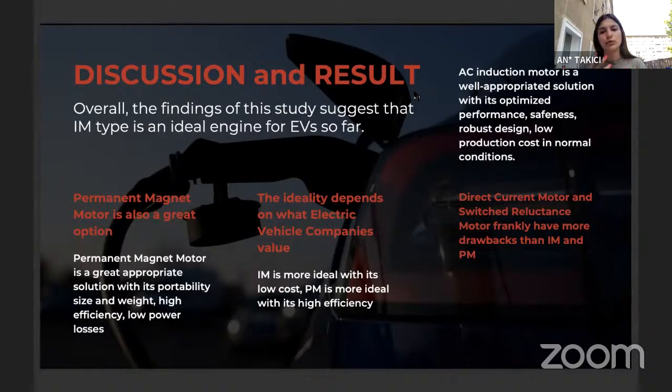The other two motors, direct current motor and switched reluctance motor, frankly have more drawbacks than induction motor and permanent magnet motor. That's why we can say that direct current motor and switched reluctance motor are not ideal.